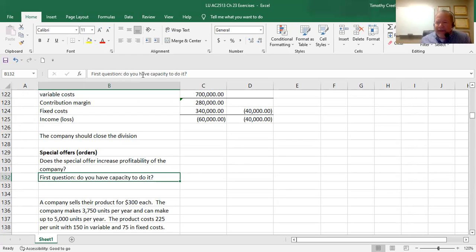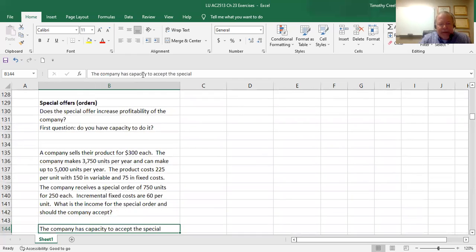Now, if you have capacity, then you run a financial analysis, again, that looks at the revenues versus the cost specifically related to the special order. And let's look at it. Let's talk about this real quickly here.